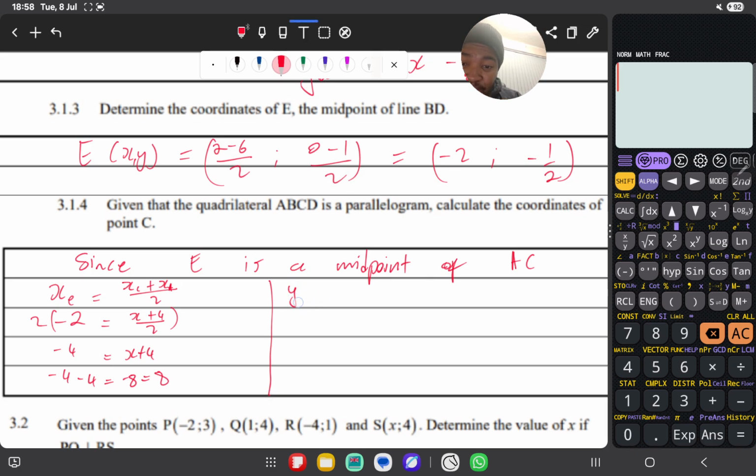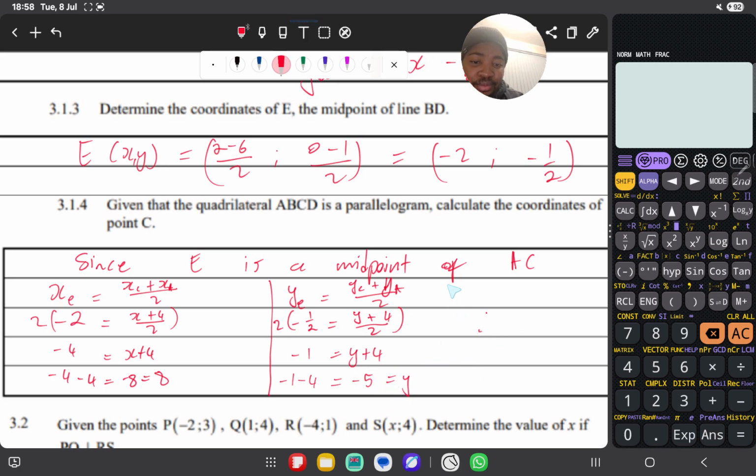And then as for y, we'll say y of E equals y of C plus y of A, divided by 2. Substitution, negative 1 over 2 equals, y of C, do we know it? Nope. So it's y plus 4 divided by 2. We multiply by 2 all over, you have minus 1 equals y plus 4, right? And therefore you're going to have minus 1 minus 4, which is minus 5, which is y, right?